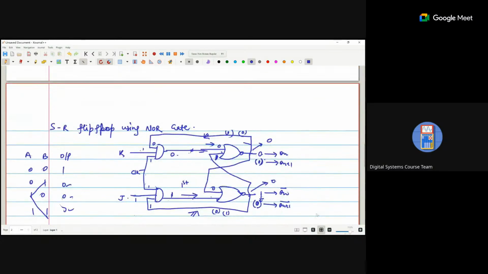But if 0 goes first inside this NOR gate, what will happen? 0 here, it will become 1. 0 here, and 1 we apply, so 1 here, so 0 1 becomes 0. Now this 0 feeds inside the second NOR gate. So the second one's input is 1, the other input is 0, so we are getting output as 0. This is called the invalid condition.